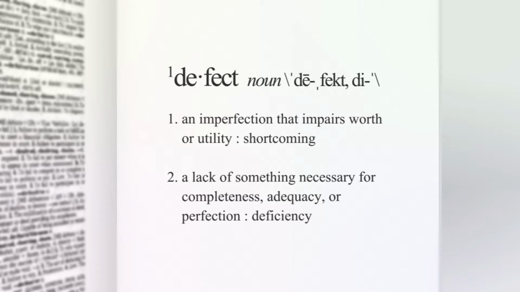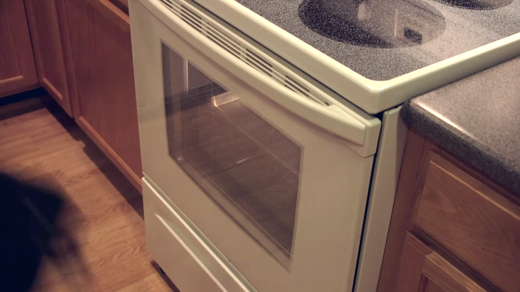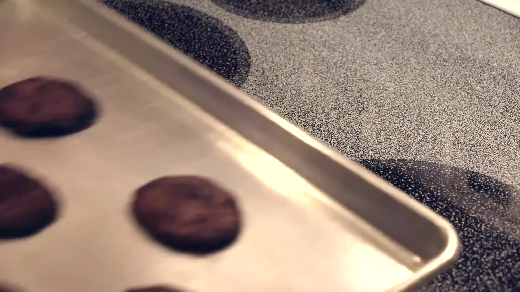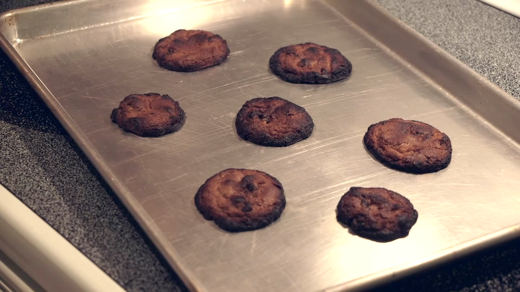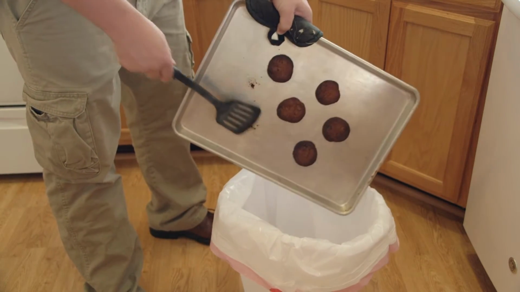Webster's Dictionary defines a defect as an imperfection that impairs worth or utility, a lack of something necessary for completeness, adequacy, or perfection. When you think of your work as a series of defined processes that produce results, the simplest view of a defect is a failed result. It is a process output that is unfit for its intended use, that is not ideal, or that is limited in usefulness, so that it doesn't go as far as it was intended or fails to achieve as much as it should. It is any mistake that results in dissatisfaction for a customer, a failure to meet expectations.